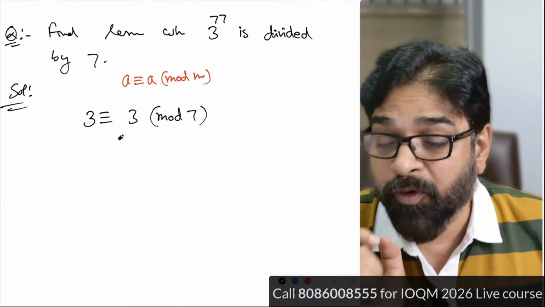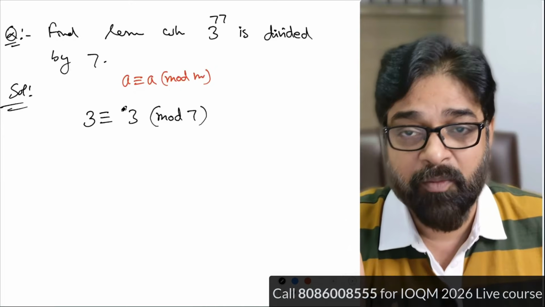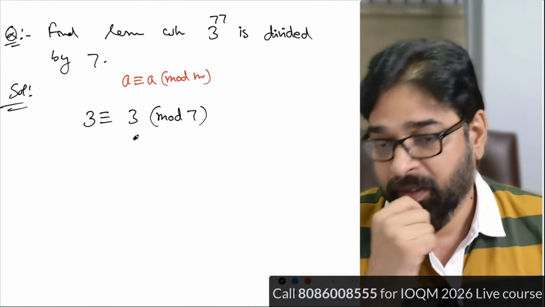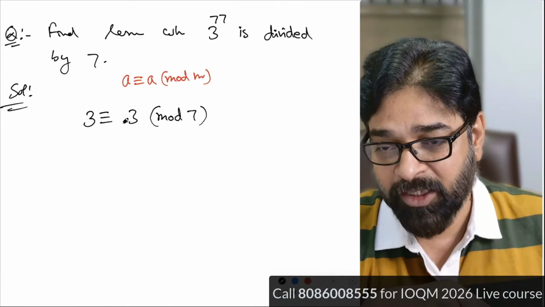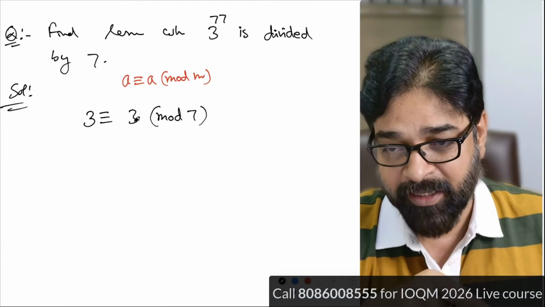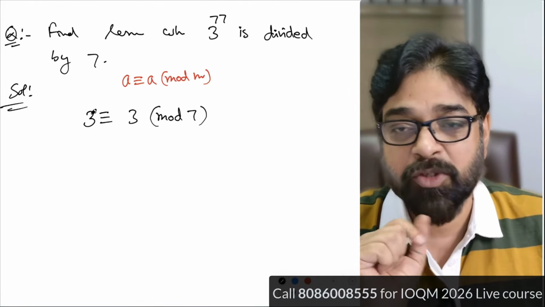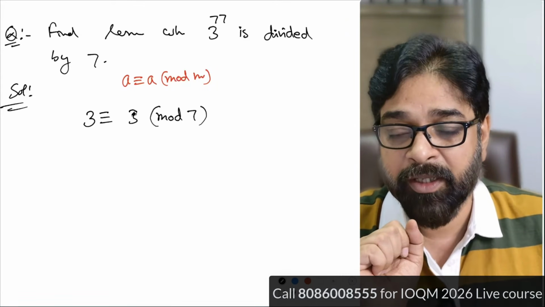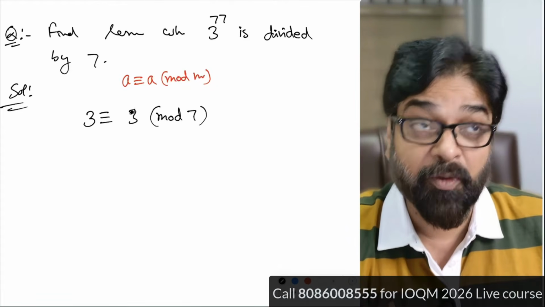Now whenever there is a very big power, your focus should be that this should become either 1 or minus 1. What power should I do? If I put power 2 both sides, this will become 9. 9 minus 7 is 2. No, I don't want that. If I put power 3 both sides, this will become 27. 27 minus 4 into 7.